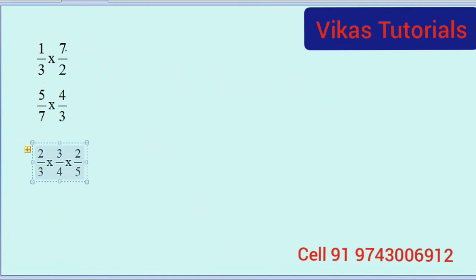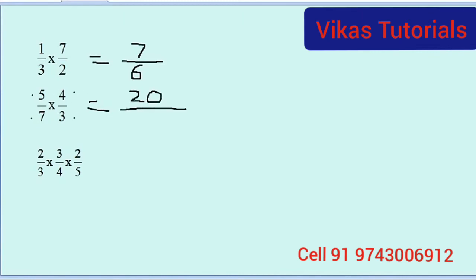Let's solve some more examples. Here it is 1 by 3 into 7 by 2. Okay, 1 into 7 is 7. 3 into 2 is 6. The answer will be 7 by 6. Simple, isn't it? Next example. 5 by 7 divided by 4 by 3. Numerator is 5, denominator is 7. Second fraction, numerator is 4, denominator is 3. 5 into 4, 20, divided by 7 into 3, 21. Okay, so the answer will be 20 by 21.